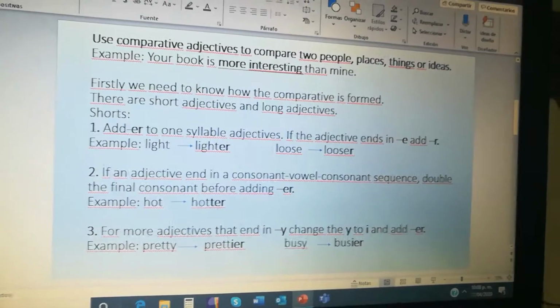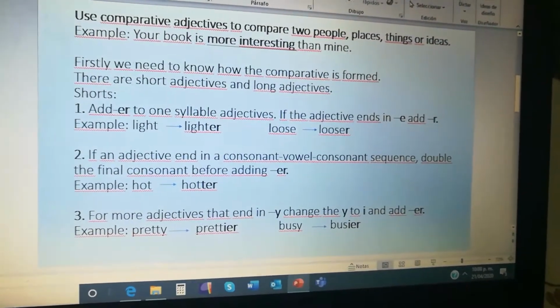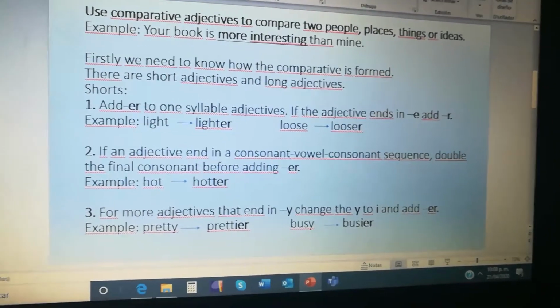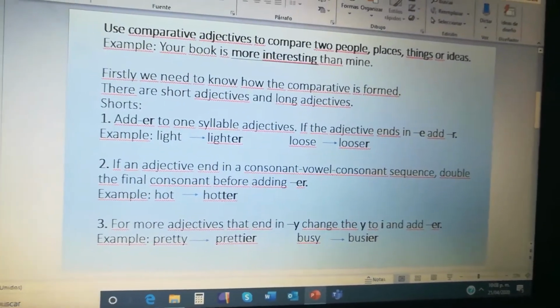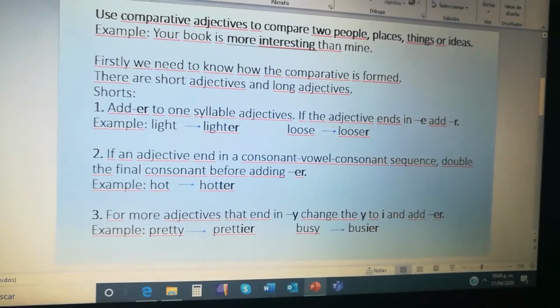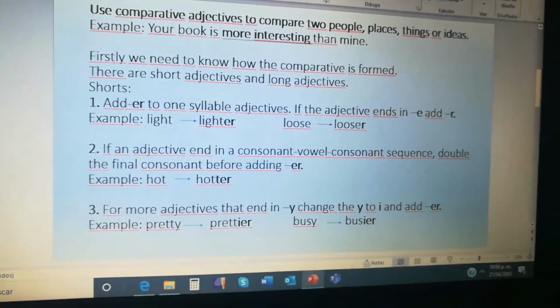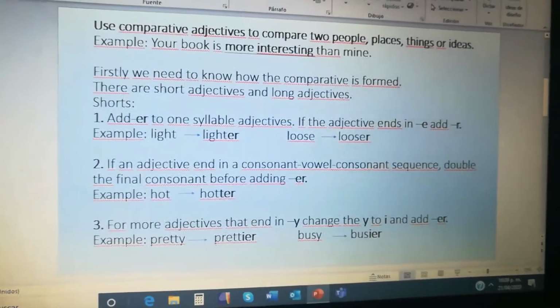Okay? For adjectives that end in y, change the y to i and add -er. For example, pretty, prettier. Okay? You need to substitute y for i. Busy, busier. Okay?